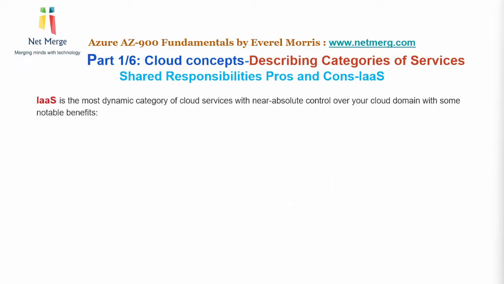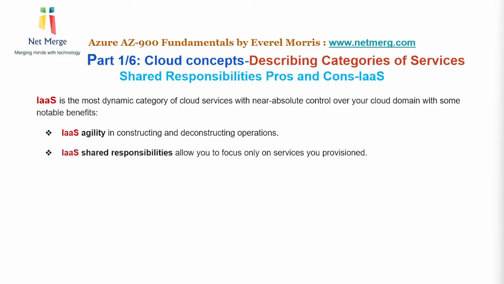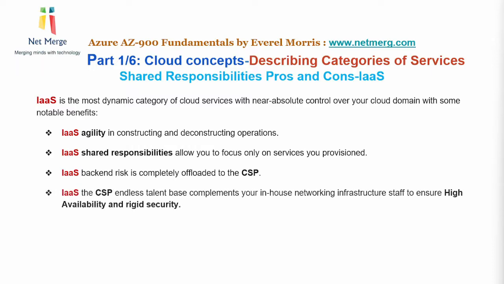Now, if your workload is on the infrastructure as a service, it's the most dynamic category. You get a lot of control because you're a system administrator. You're able to create your own virtual machine, set your own password, create your own virtual network and subnetwork. So you have a lot of control. You get agility as well. You get shared responsibility. You only focus on the services that you provision. You don't have to worry about maintaining the data center. The backend risk is offloaded to the cloud service provider.